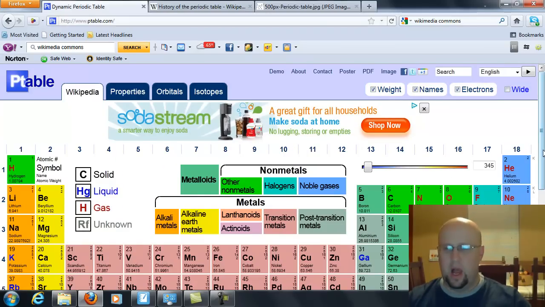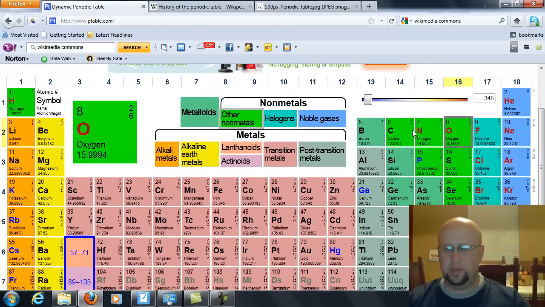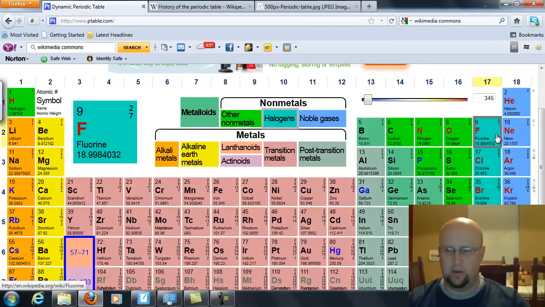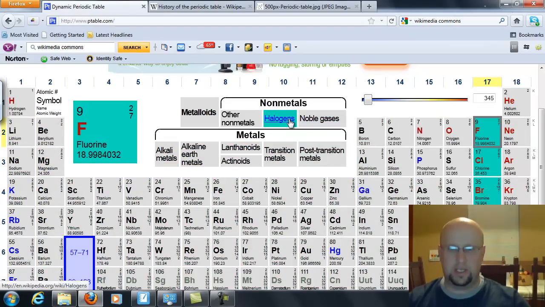The other super important groups here are the halogens, group 17, over here. You are going to see a lot of the halogens, so you need to know what those are. And then the noble gases are the very last column.